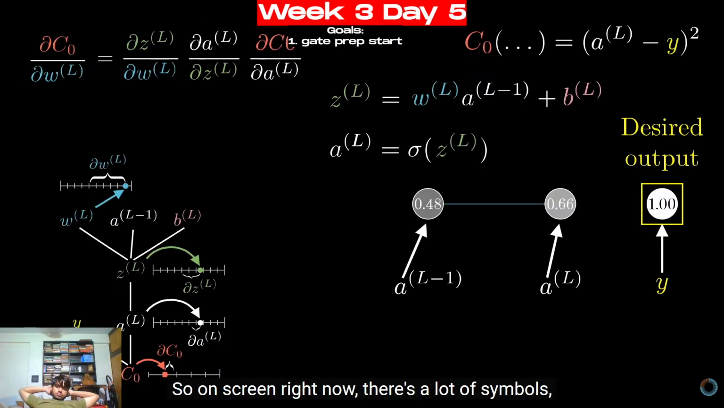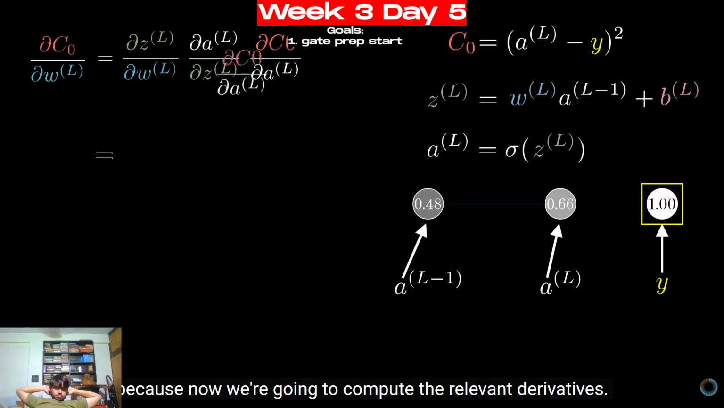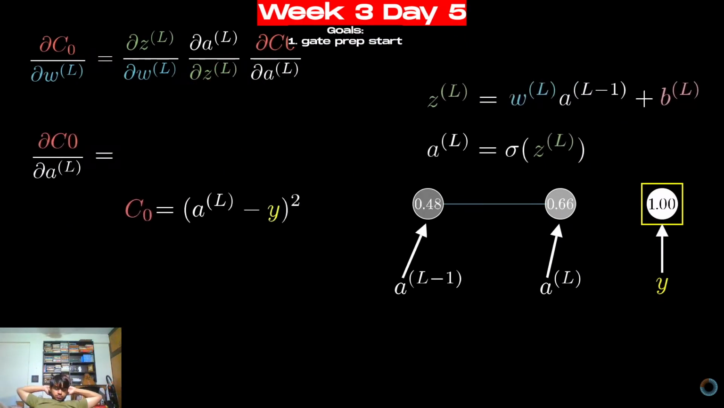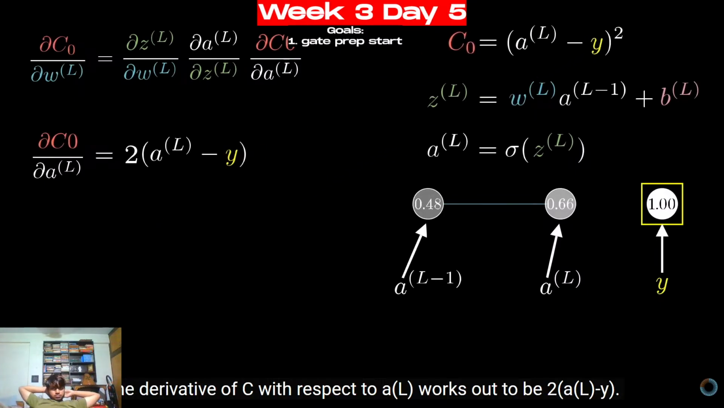So on screen right now, there's kind of a lot of symbols, and take a moment to just make sure it's clear what they all are. Because now we're going to compute the relevant derivatives. The derivative of C with respect to AL works out to be 2 times AL minus Y.